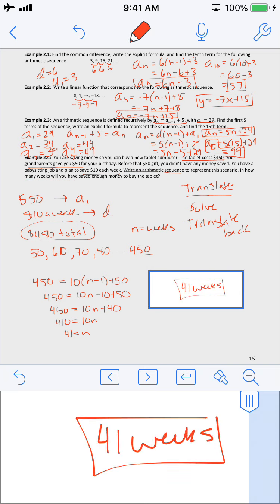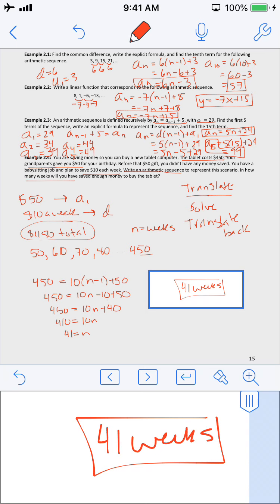Because if your dad's like, hey, how long is it going to take you to buy the tablet? You're like, N equals 41. Dad's going to be like, do we need to go to the doctor? No, it's 41 weeks, right? You got to make sure you translate back into English because you don't talk in math. Okay, that is arithmetic sequences.